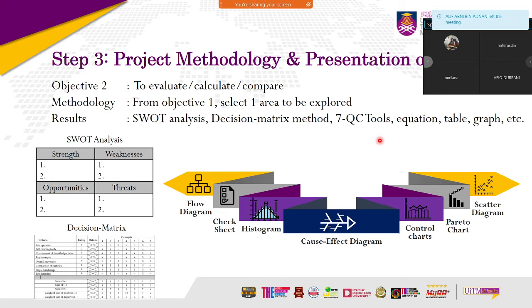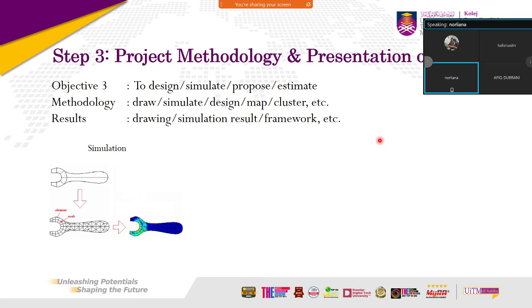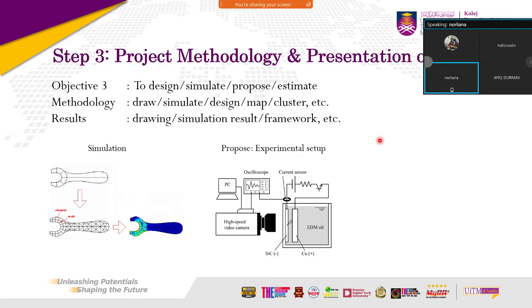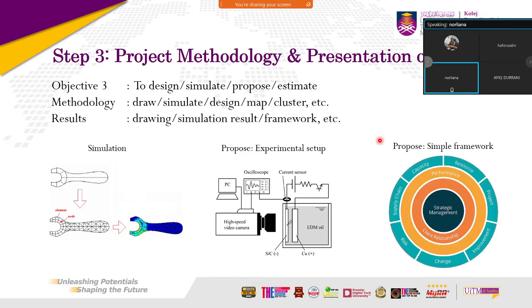Okay, so next, objective number 3. Usually we will have more detail. We will propose, we will simulate, we will design or we will estimate. So the method to be used is probably that you can draw, you can simulate, you can design, and so on. The results will be in terms of simulation. If a student wants to propose an experimental setup, it is also possible, but I think this is quite challenging. When you propose an experimental setup, you need a very strong fundamental. You have to justify and explain why you use a high speed video camera, for example, why you set it up this way. So you need very strong fundamentals. I don't suggest it, but you can do it.